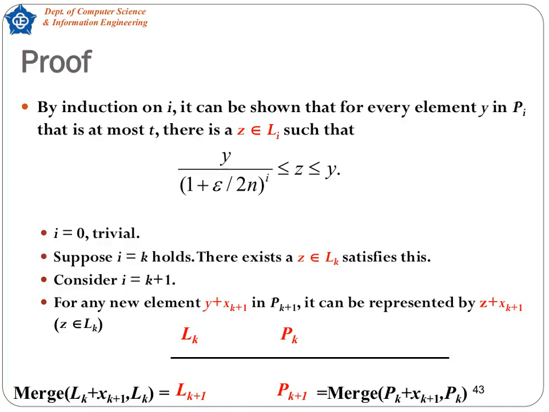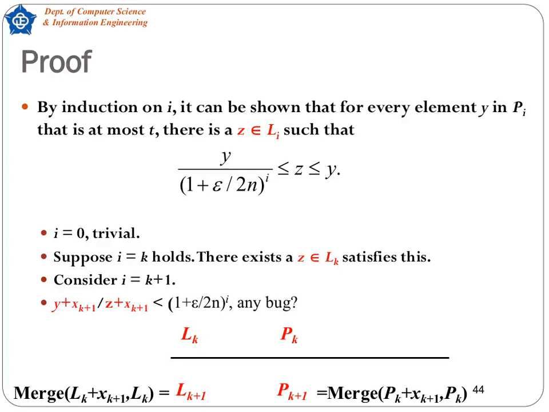Any new sum in P takes the form y plus x, where y is an element of P. By our induction hypothesis, y has a representative z in L. Adding the same element x gives z plus x, which lives in the shifted list L plus x. When we merge that with L to form the new L, the approximation guarantee is preserved. Y plus x divided by 1 plus epsilon over 2n is less than or equal to z plus x, which is less than or equal to y plus x, and that completes the inductive step. We've now shown the bound holds for every i, proving our claim.